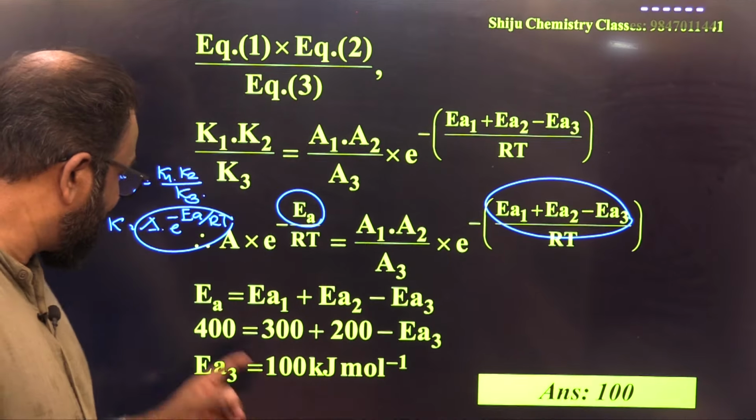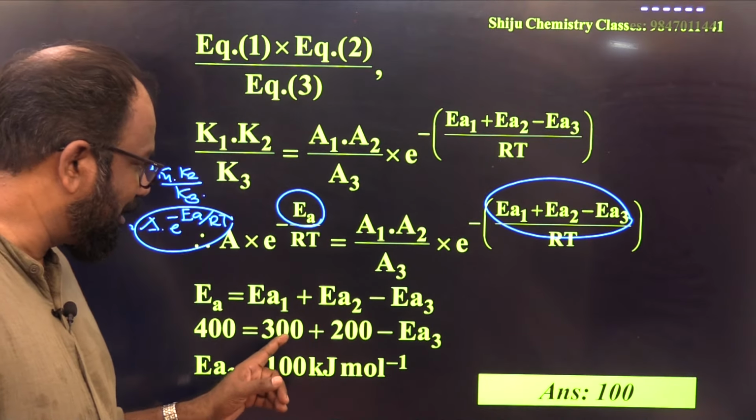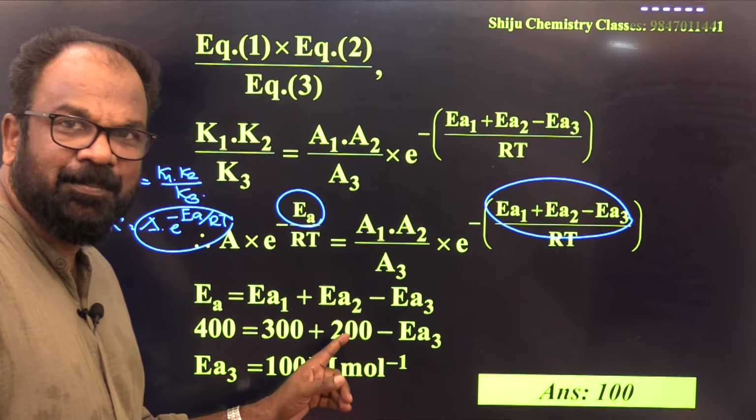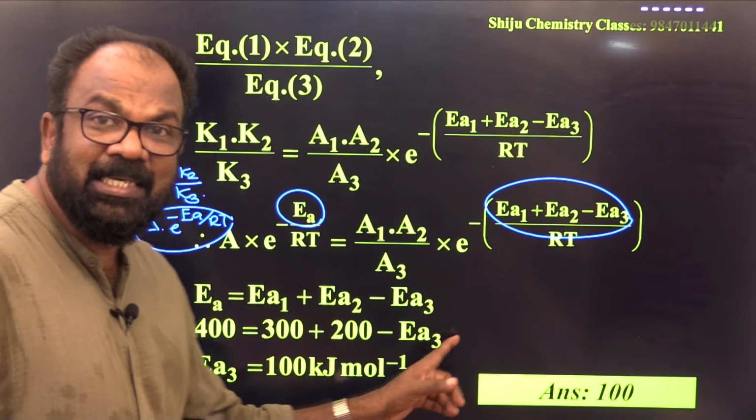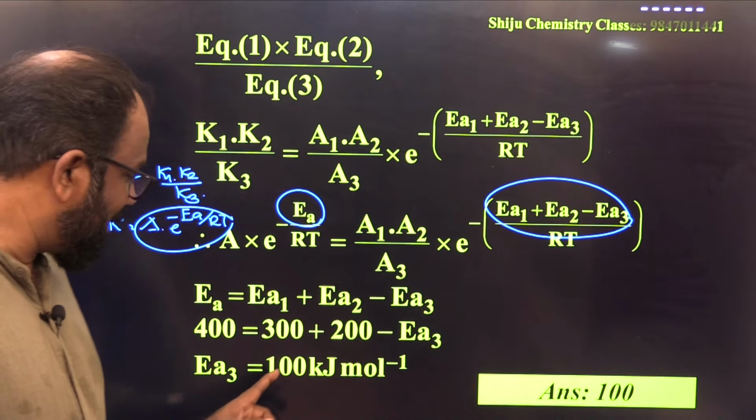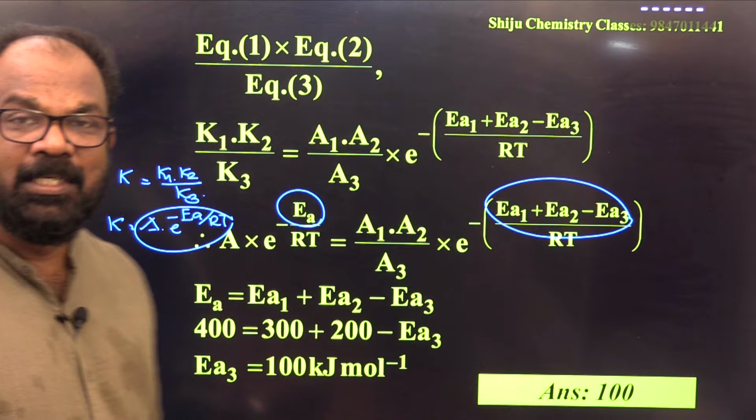Here EA is given as 400, EA1 is 300 and EA2 is 200. From this equation, EA3 can be calculated, which is equal to 100 kilojoule per mole. So here the answer is 100.